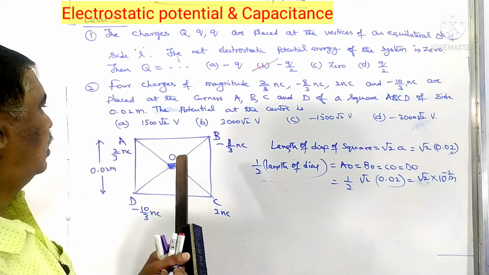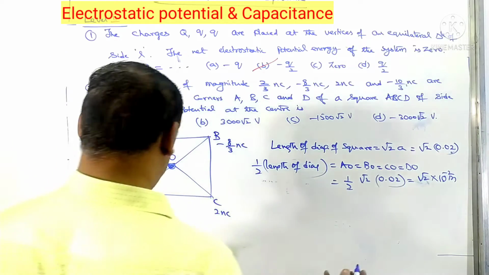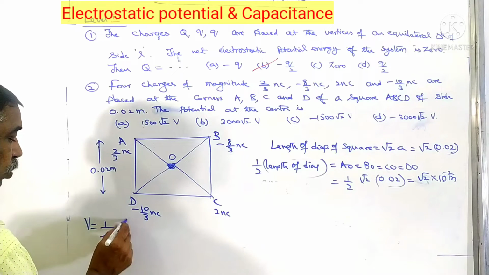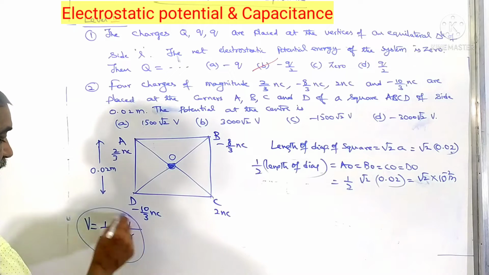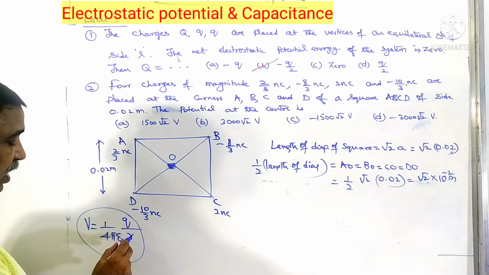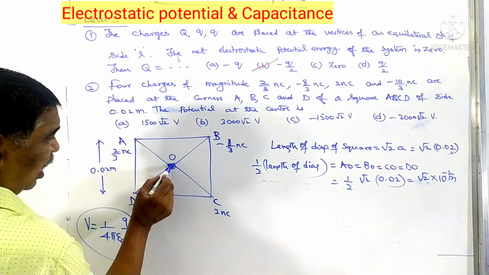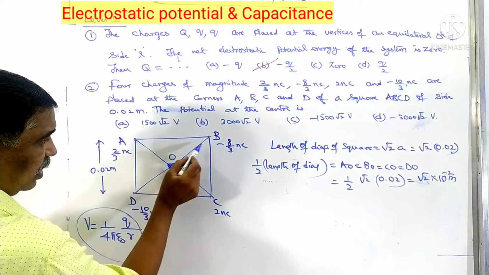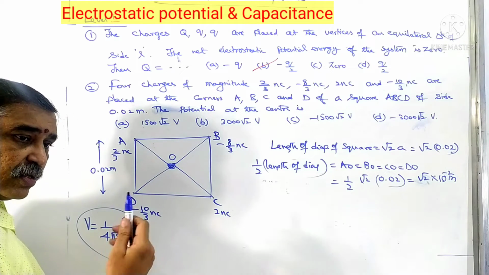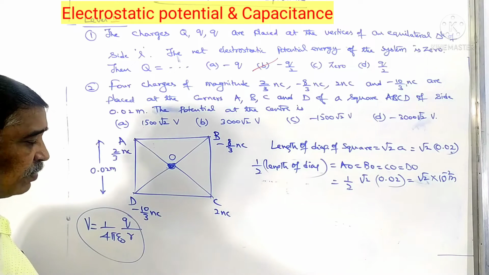Now come back to the last line of the problem. The potential at the center is required. Potential formula is known to us. We recall the formula: 1 by 4 pi epsilon naught Q by R. Q is the charge. R is the distance of the charge from the point where we are finding the potential. Let us see. At point O, what is the potential contributed by A? Same way, what is the potential at O due to charge at B, charge at C, charge at D. So find the potentials individually, then you have to add. This we will do in second PUC. Here it is not possible.